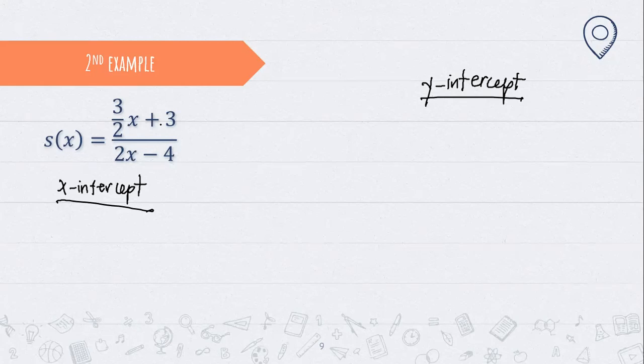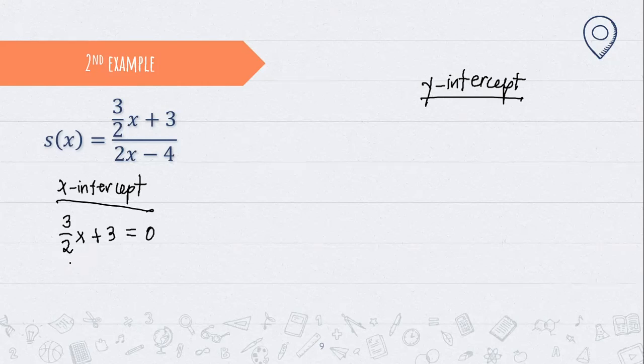Okay, let's check tayo. Okay. So as I've said earlier, this is actually already simplified, so we don't need to cancel pa. Okay? So we have s of x equal to 3 over 2x plus 3, all over 2x minus 4. So for x-intercept, simply equate our numerator to 0. So that would be 3 over 2x plus 3 is equal to 0.